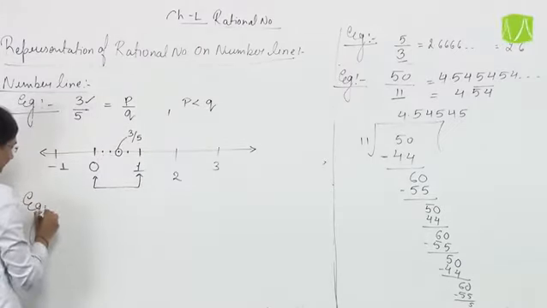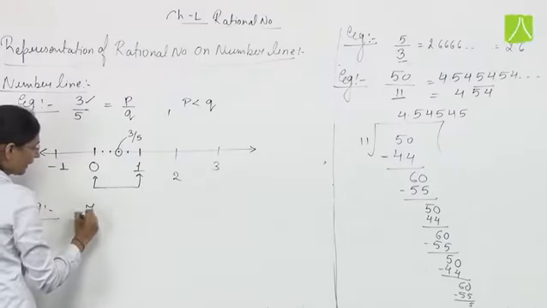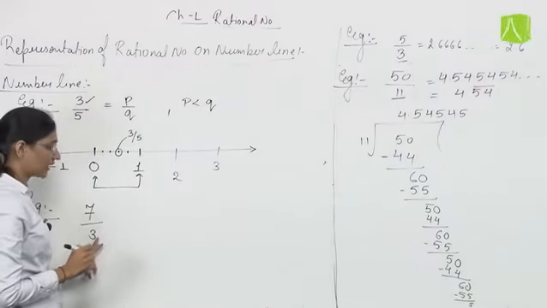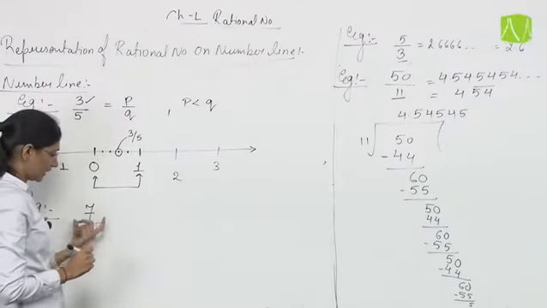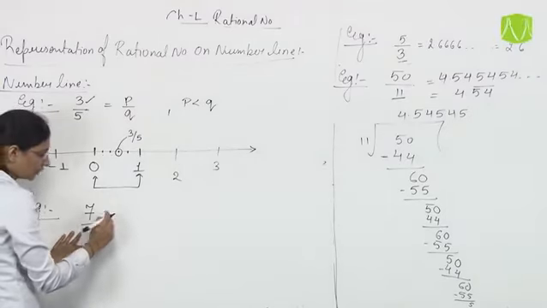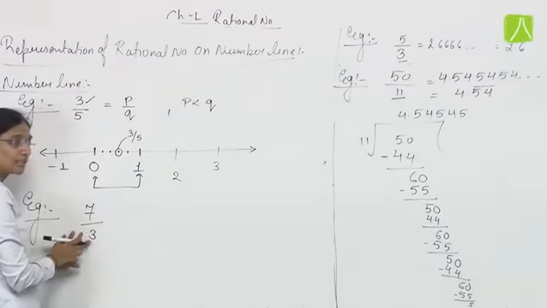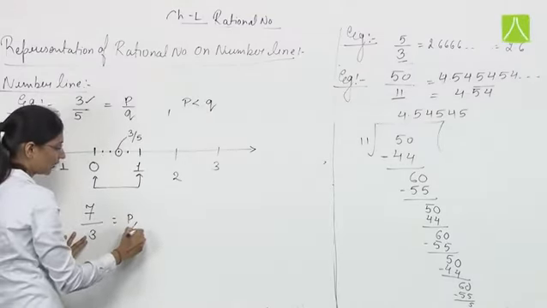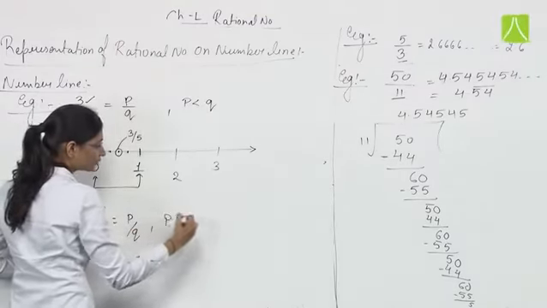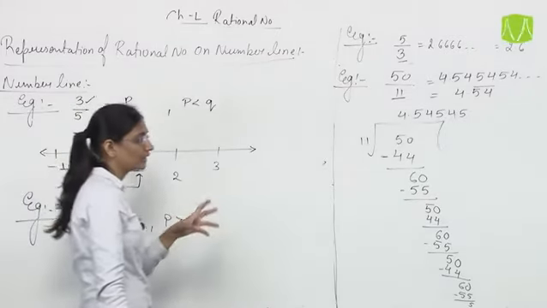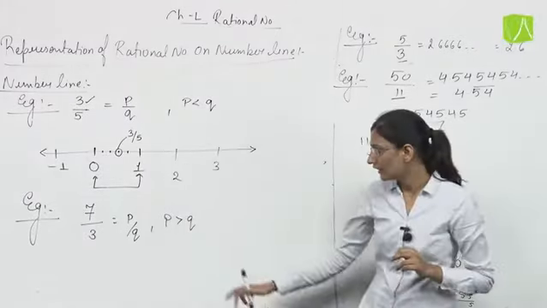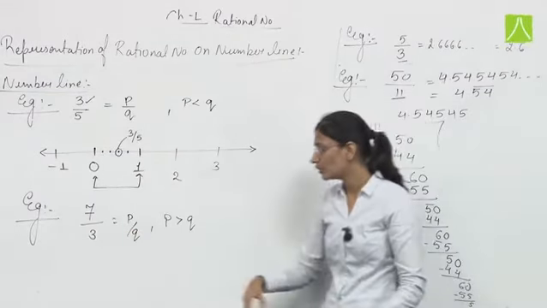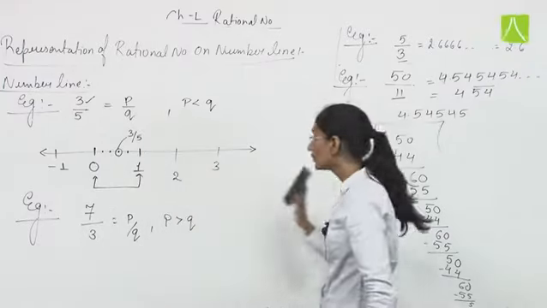One more example. Let's take 7 by 3. We need to represent 7 by 3 on the real number line. Now, numerator is 7, denominator is 3. The numerator is greater than the denominator, P by Q where P is greater than Q. Whenever the numerator is greater than the denominator, we can convert this rational number into a mixed fraction.